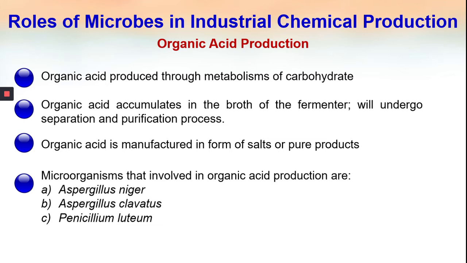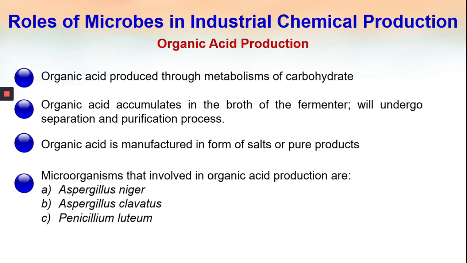Okay, next we are going to look into organic acid. So organic acid basically is any acid that is produced during the fermentation of microorganisms, such as citric acid, lactic acid, propionic acid, and so on. Different microorganisms or different bacteria will produce a different kind of organic acid together with different kind of sugar or different kind of carbon source.